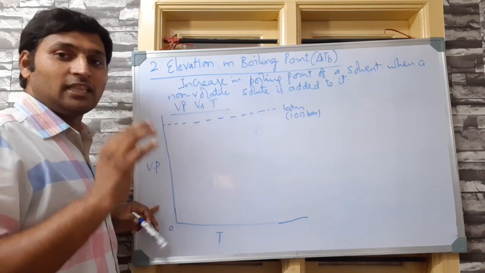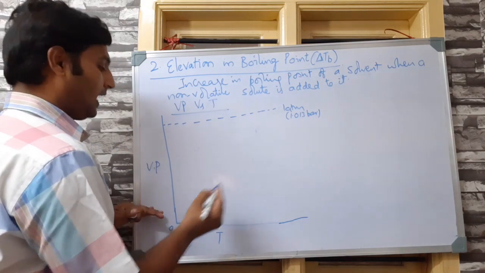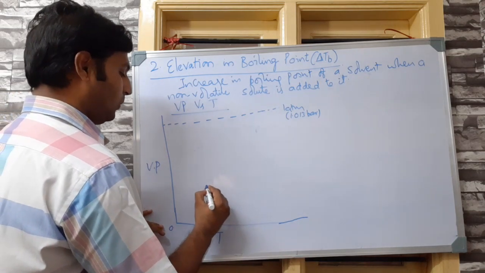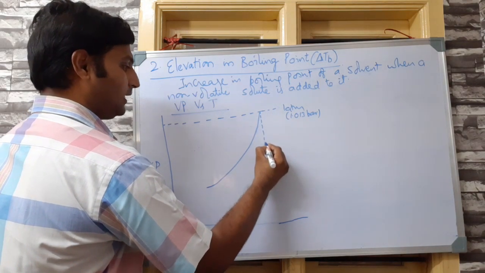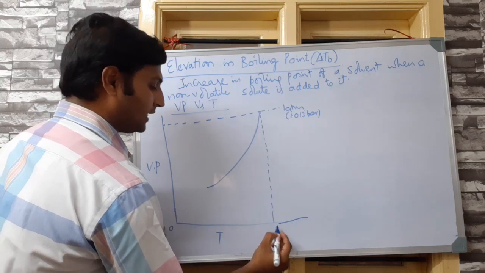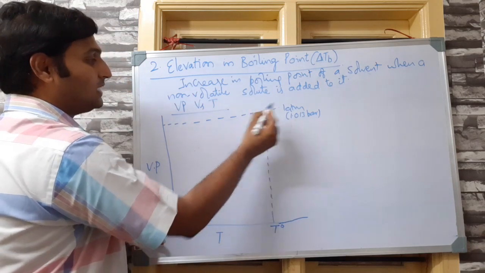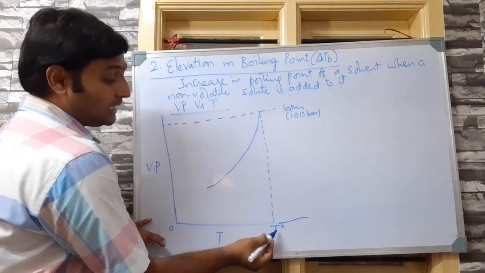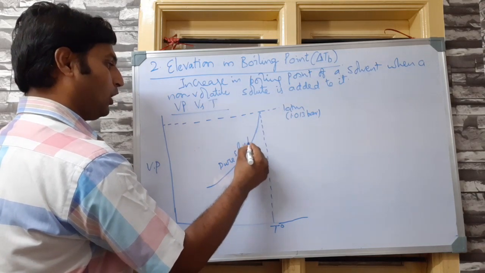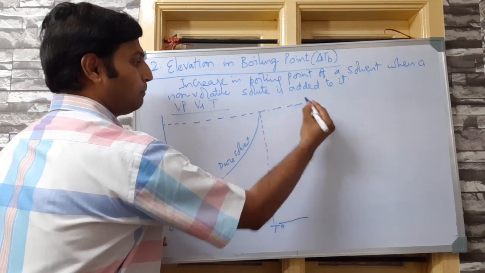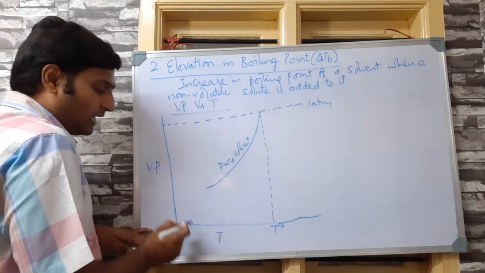First, let me take the vapor pressure of the pure solvent. Now, with increase in temperature, vapor pressure increases. Say, assume the vapor pressure of the pure solvent is increasing like this. And at this point, on the temperature axis, let me call it T0. At this point called T0, it has reached 1 atmosphere, that is normal atmospheric pressure. Then this will be the boiling point of the pure solvent. So, I am drawing a pure solvent curve here, 1 atmosphere. So, vapor pressure of any liquid increases with temperature.